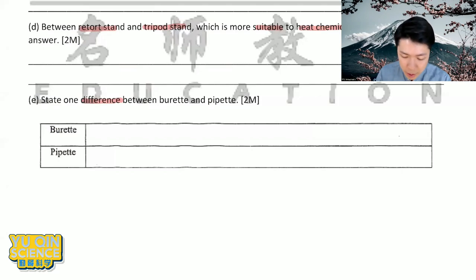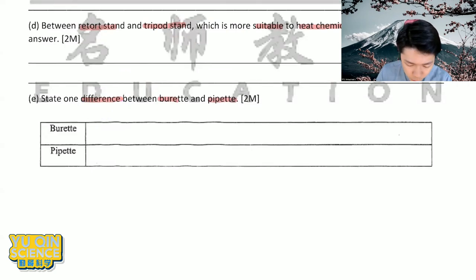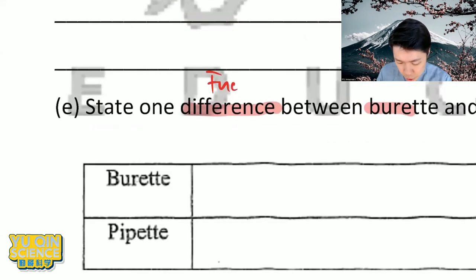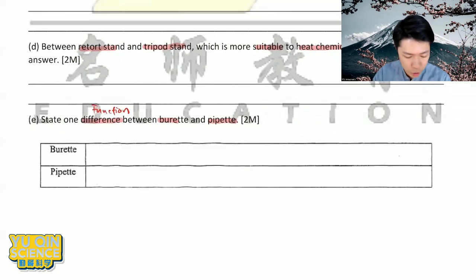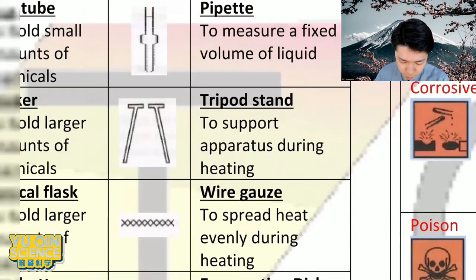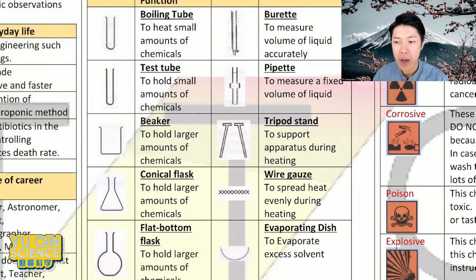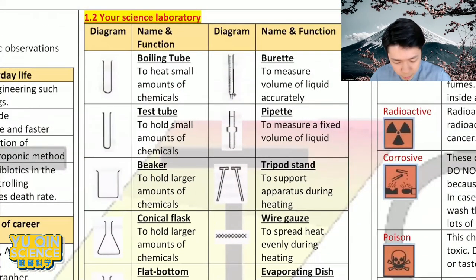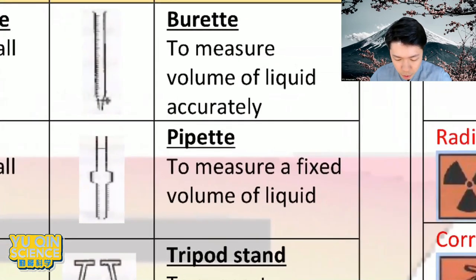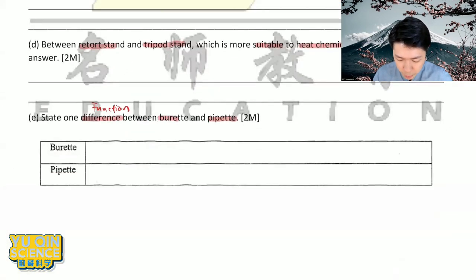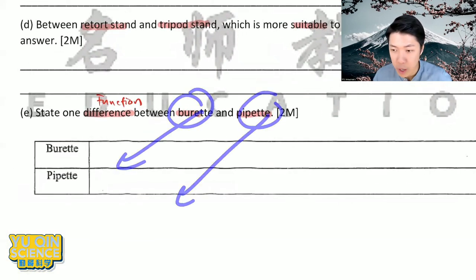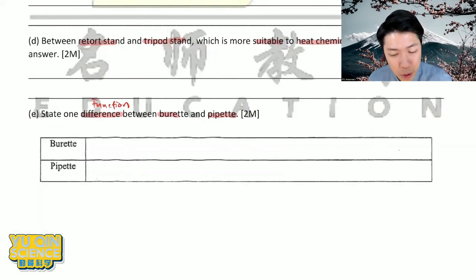Okay, I think question E is very straightforward. I'll leave that to you. Pipette and burette differences basically means asking for function. So you all can copy straight away from here. So pipette, burette. I'm gonna leave that to you now. Okay, copy it from your short notes, function of pipette and burette, straight away copy. That's it. But of course, exam you have to remember.